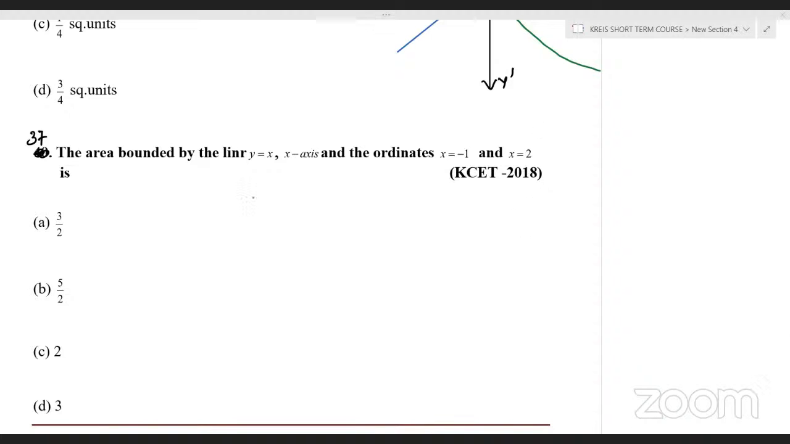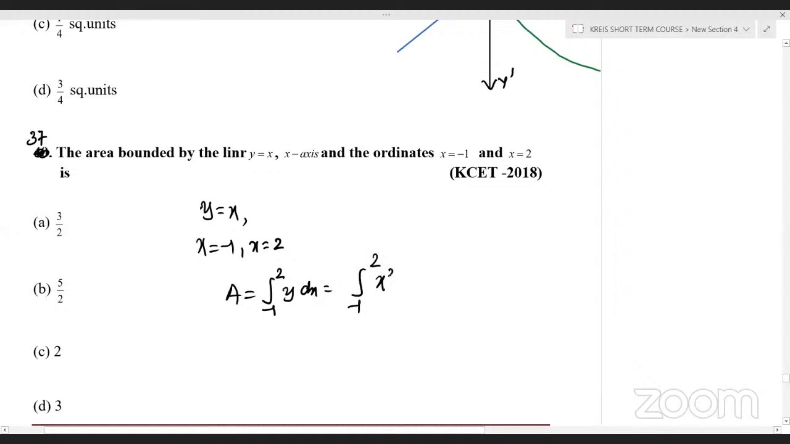Area bounded by the line y is equal to x, the x axis, and the ordinates x is equal to -1, x is equal to 2. This is a direct question. You can directly solve this using your formula. Required area is given by integral from -1 to 2 y dx. It is integral from -1 to 2 x integrated with respect to x. It is x square by 2 evaluated between -1 and 2.